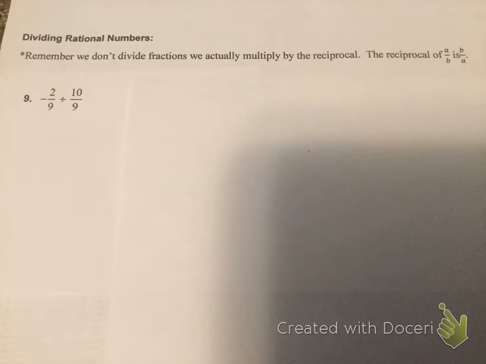So when you are dividing fractions, we actually don't divide fractions. You actually multiply by the reciprocal. Now the reciprocal, if you look here, we have a over b. The reciprocal of a over b is b over a. So you basically are just flipping the fraction.